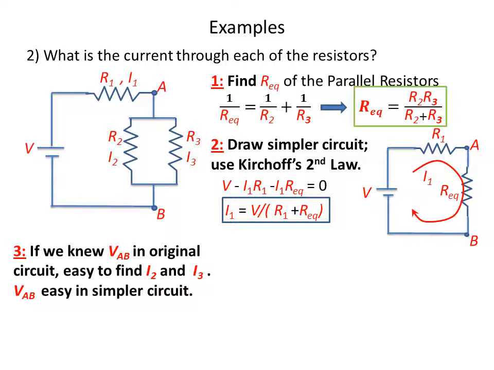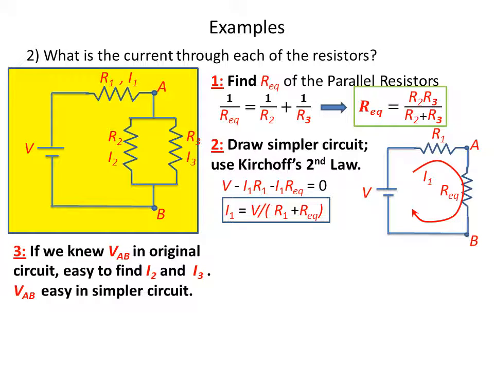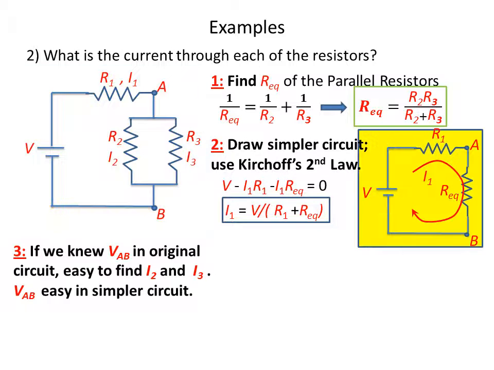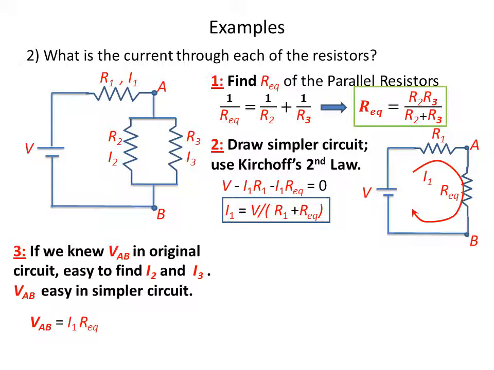In our third step, we realize that if we knew VAB in the original circuit, we could use Ohm's law to find I2 and I3. This is the original circuit. But it's hard to find VAB in the original circuit, so if we look at the simpler circuit, we can see that we can get VAB easily, just using Ohm's law on the simpler circuit, because VAB is just I1 times R equivalent. We know I1 from above, that's V divided by R1 plus R equivalent, multiplied by the Req, and we have VAB.